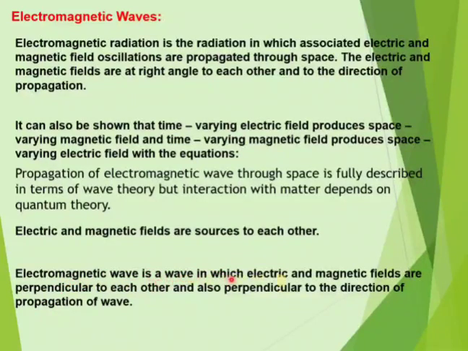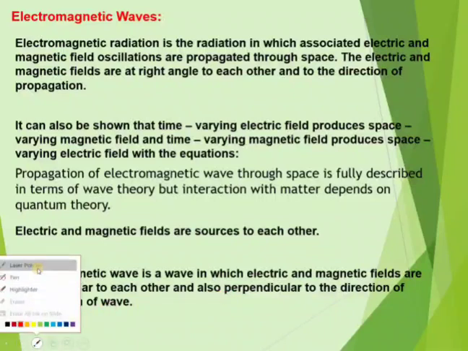Electromagnetic wave is a wave in which electric field and magnetic field are at right angle, or perpendicular, to each other, as well as perpendicular to the direction of propagation.